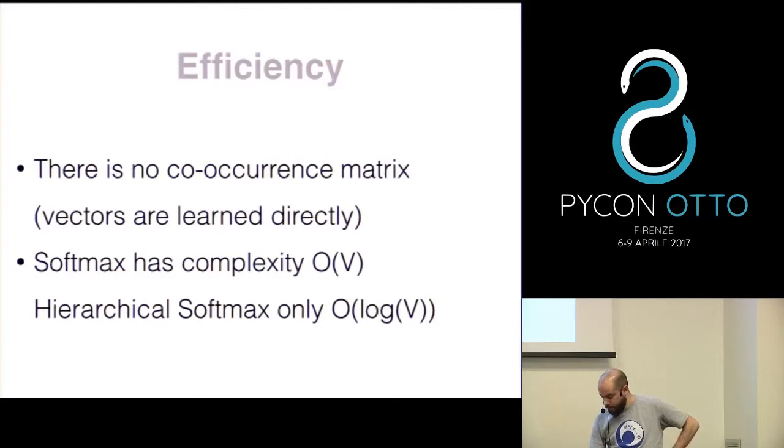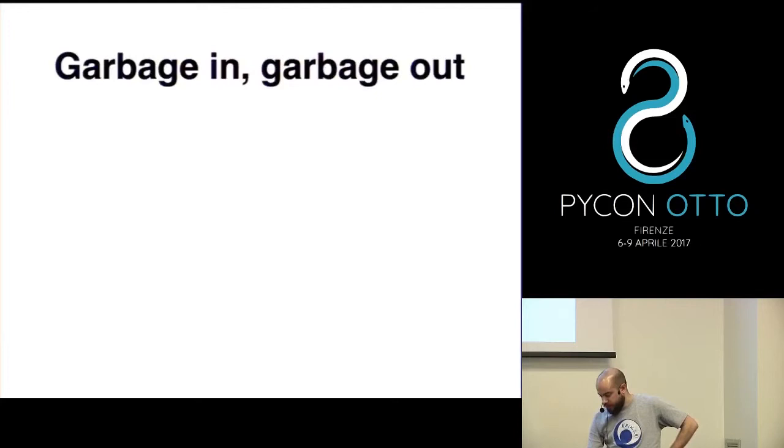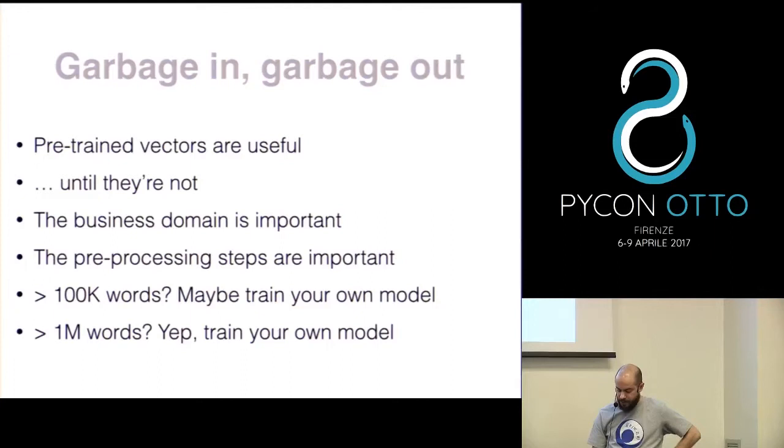Garbage in, garbage out, kind of classic in machine learning. So pre-processing is still very, very important. And your business domain is very, very important. Google offers pre-trained vectors for you. They're very useful until they're not useful.